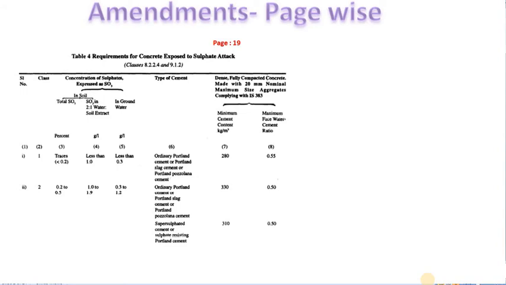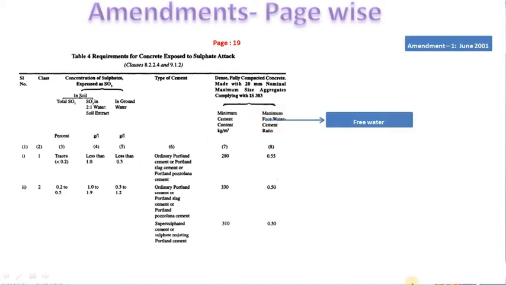This is Table number 4, which shows the requirement of concrete exposed to sulfate attack. So here one small printing mistake was updated. If you see column number 8, the top is "minimum phase water cement ratio". So nothing like phase water cement ratio is there. It was corrected as free water cement ratio. So that is the only change made in this Table number 4.